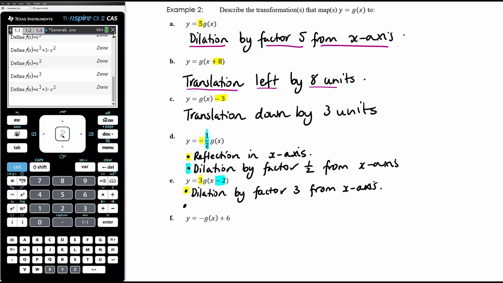And then the blue, the negative 2 inside the function, subtracting 2 from x, is a translation. It's a left or right translation, and because we're subtracting, it's to the right. So translation right by 2 units.